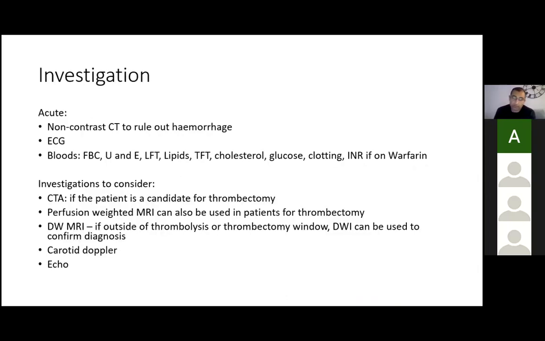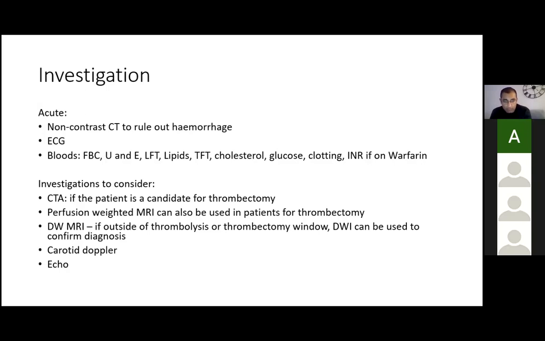Investigations. So first, acute investigations: you want to try and get a non-contrast CT to rule out hemorrhage. Sometimes if it's one of the big blood vessel territories like the MCA, you might see the clot in the middle cerebral artery. But yeah, just to rule out hemorrhage. You can do an ECG to look for any abnormal heart rhythms, like AF, that might have caused the stroke.